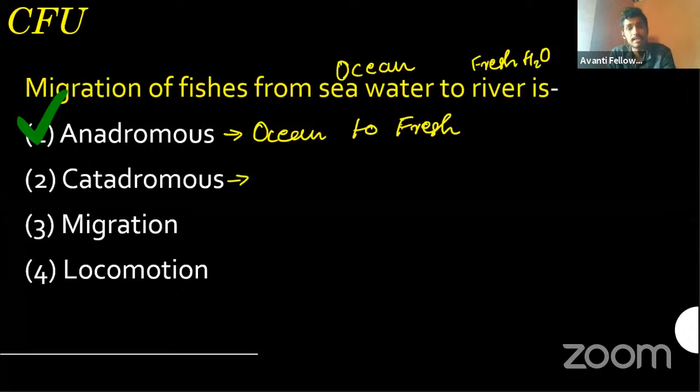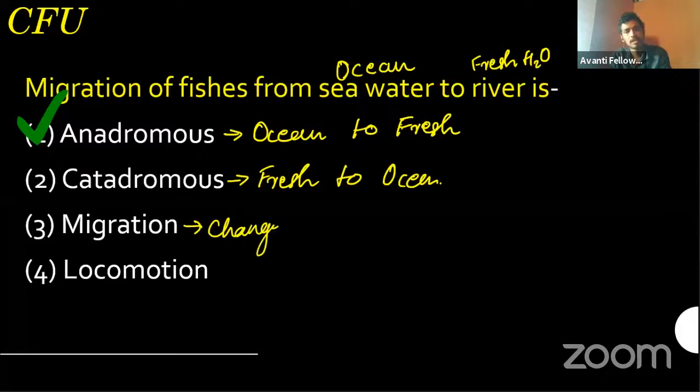Okay. The second one is catadromous migration. Catadromous migration is completely opposite, right? From the freshwater system to the ocean. And what is migration? Migration means simply change of place, right? Change of place. Yeah, exactly. Traveling. Anadromous and catadromous are the types of migration in fishes.